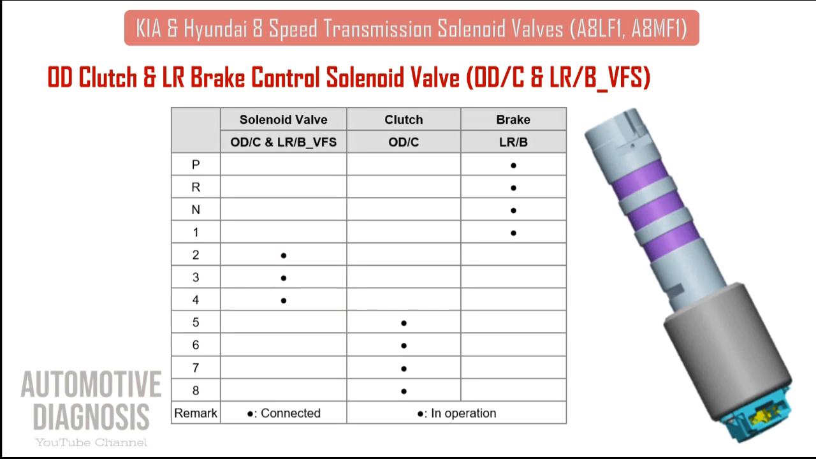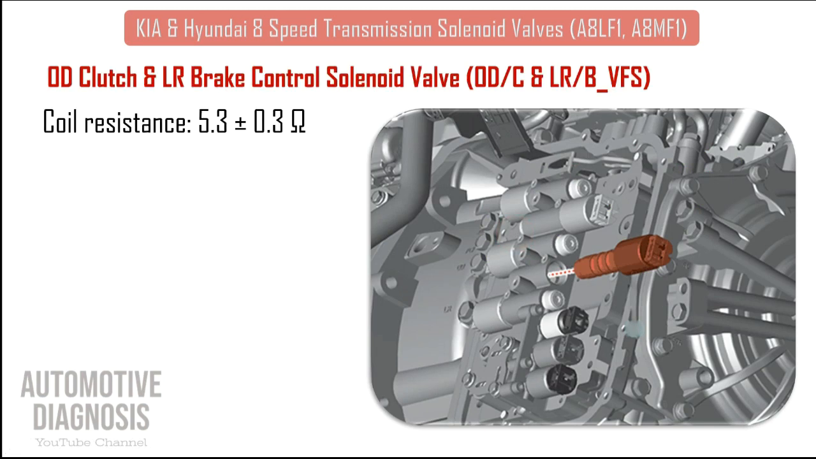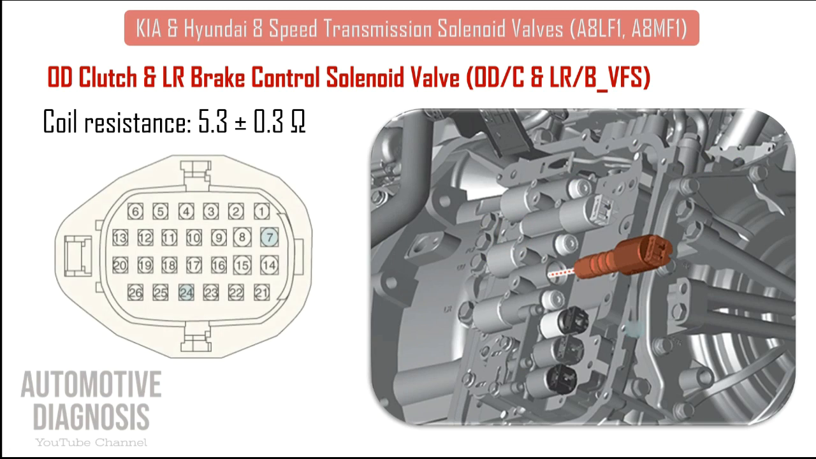When normal high is provided to the solenoid, there is no oil going to the overdrive clutch or the low and reverse brake. So we know that the overdrive clutch is working on these gears, gear number 5, 6, 7, and 8, and the low and reverse brake works on these gears: park, reverse, neutral, and 1. The location for this solenoid valve is right here on the valve body. We already know the resistance, and for checking the internal resistance, we just need to check these two pins.